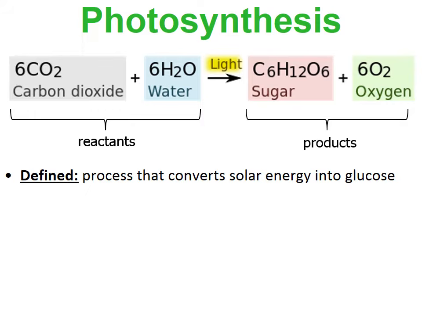To the right of the arrow are what we call the products. It's the end result, what's created. And this equation really makes photosynthesis look pretty simple. But when we get into the details, we're going to see it's very complex.